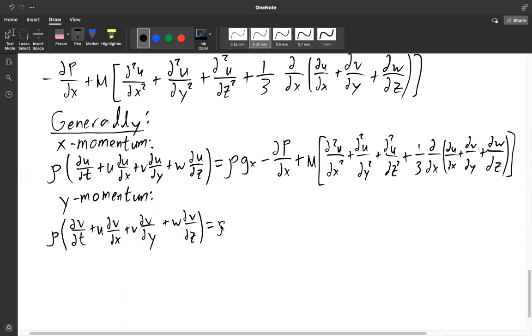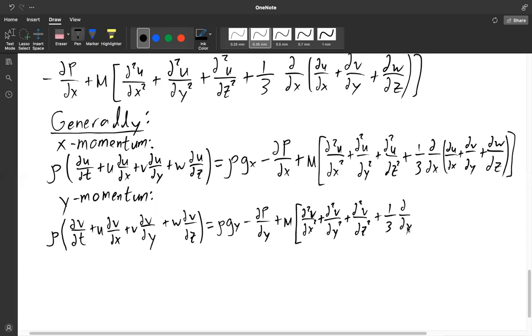Equals rho g_y, gravity in the y direction, minus partial p partial y plus mu times (partial squared v partial x squared plus partial squared v partial y squared plus partial squared v partial z squared) plus 1/3 partial y (partial u partial x plus partial v partial y plus partial w partial z).